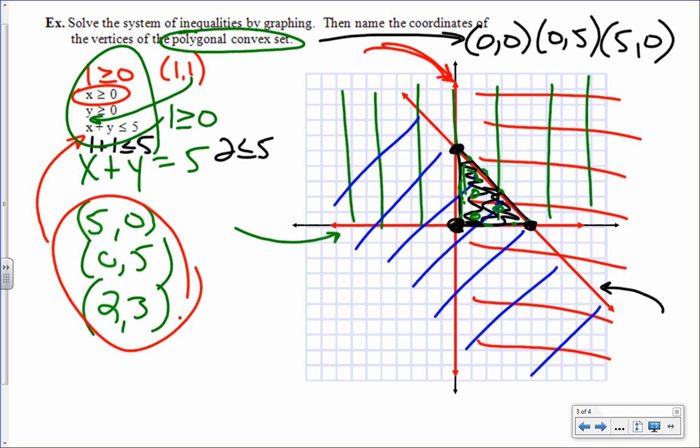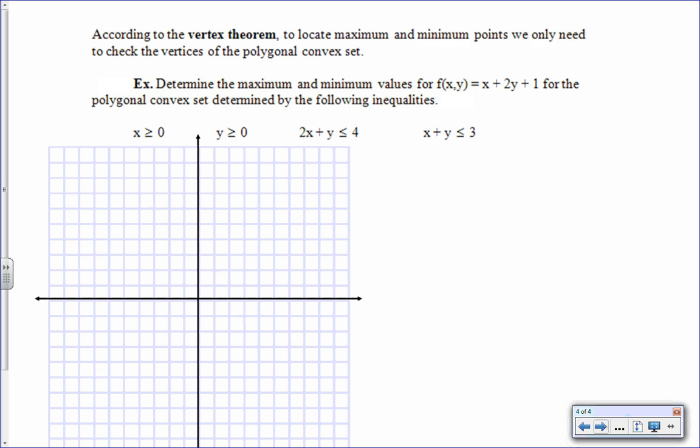Why would we find the vertices? Because those are going to be where we can maximize or minimize certain things. Have to be at the vertices, which are the extremes. They are the extreme combinations of x and y. Okay. So here we go.